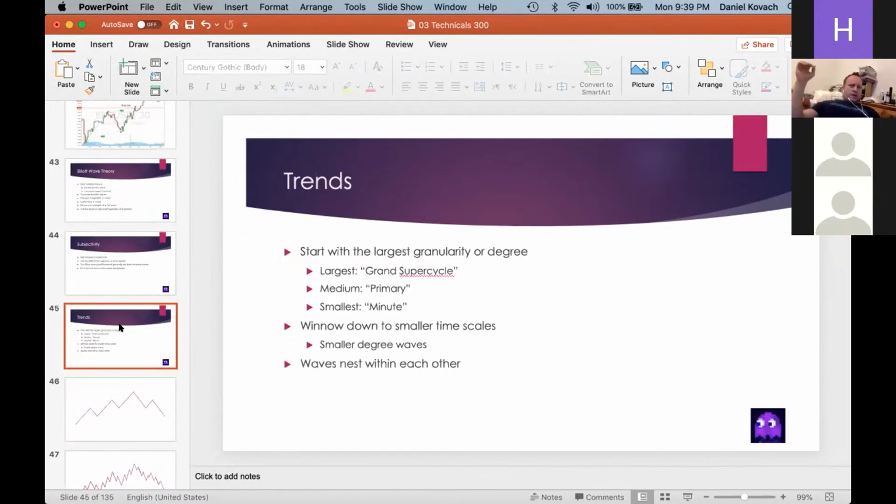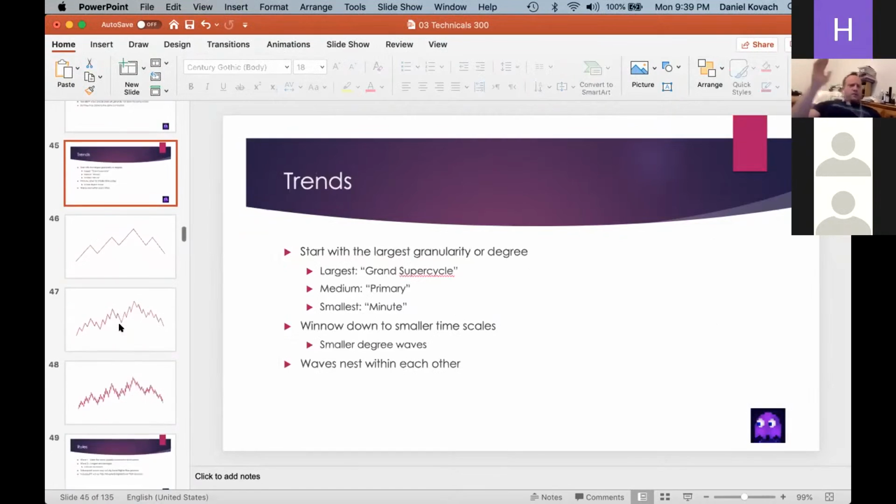So, a little bit more about the trends. These things are fractal in nature. We start with the largest granularity or degree, usually at the day, week, or even month level charts. The furthest you can zoom out is called the grand super cycle. Actually, I might even skip this. The nomenclature isn't really that important, because the notation exists for you to have 12 of these at the same time. What I mean is that if you see an Elliott wave and you zoom in, you're going to see other little Elliott waves within that.